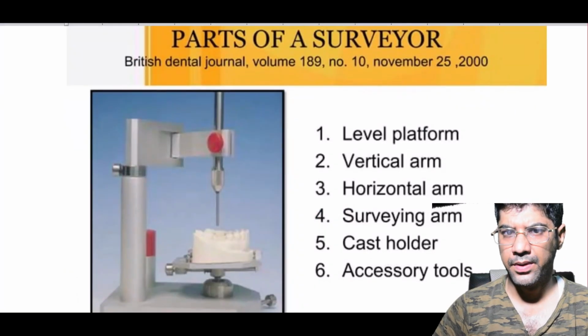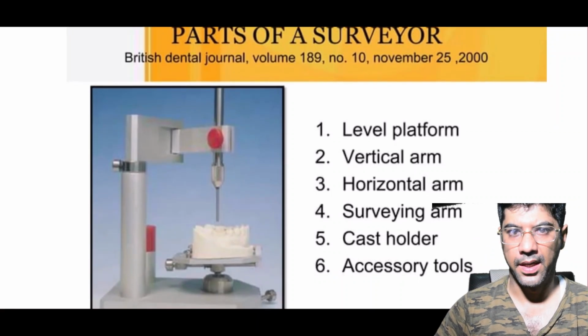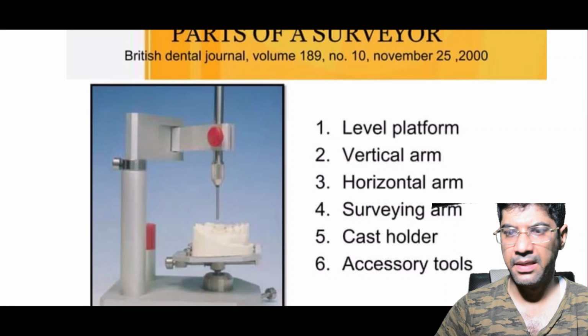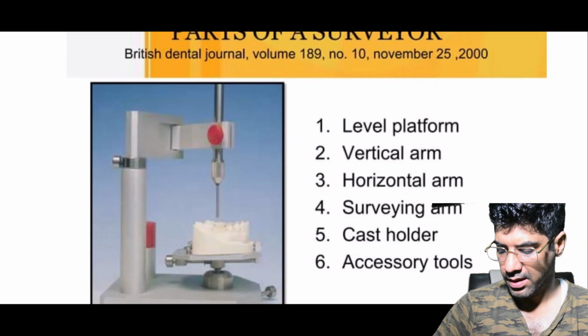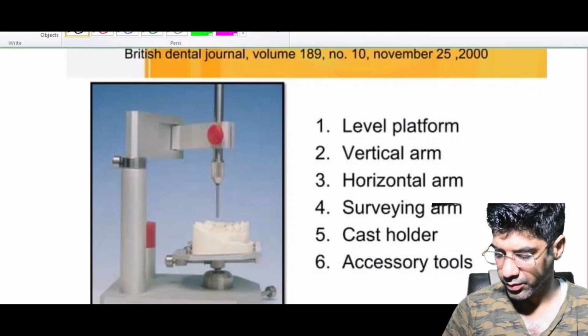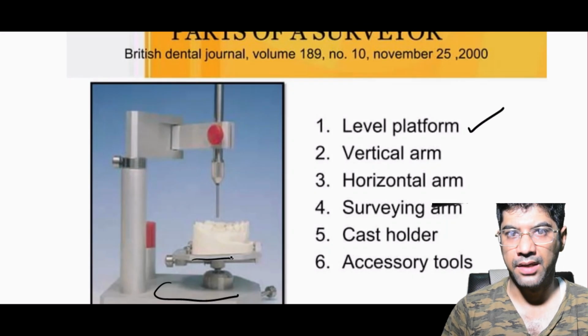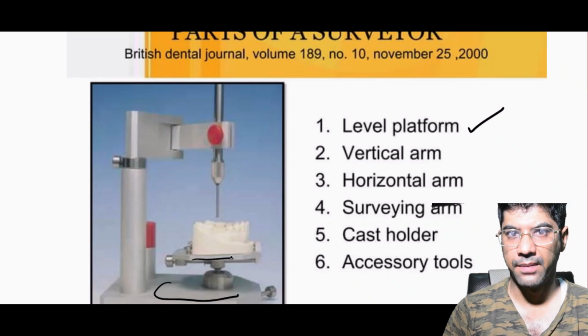Now let us discuss the parts of the surveyor. So the first part is the surveying platform. It is a metal plate parallel to the floor of the mouth where the cast holder is placed. So it forms the base of the surveyor and supports all other components, providing stability and a reference point for the rest of the components.